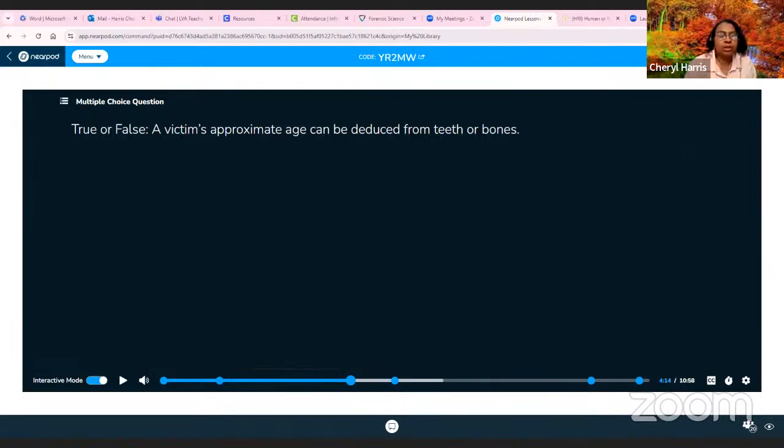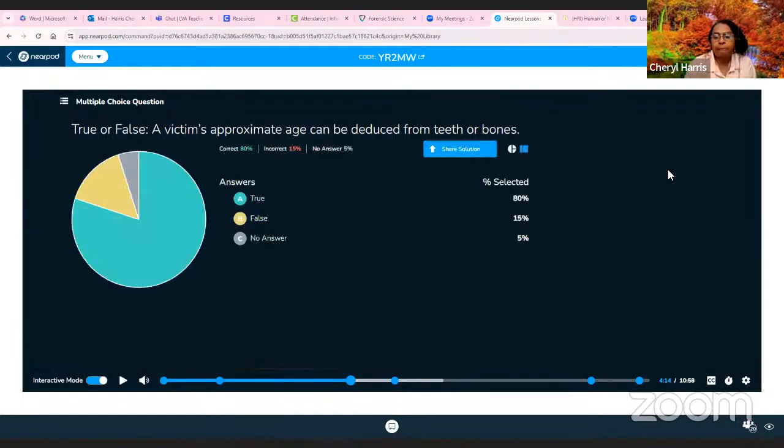Remember, everybody needs to participate. All right, so let's look at how you're doing. Okay, so 80% of you said it's true. 5% of you still not answering. Everybody's supposed to answer. All right, so yes, it is true. You can identify, so that might be a note you need to write down: a victim's approximate age can be deduced by teeth and bone.